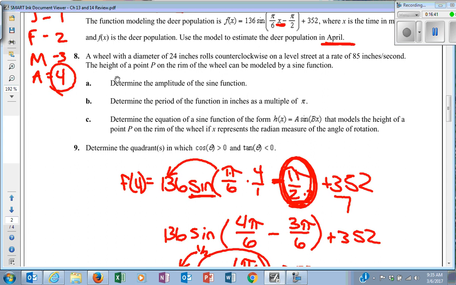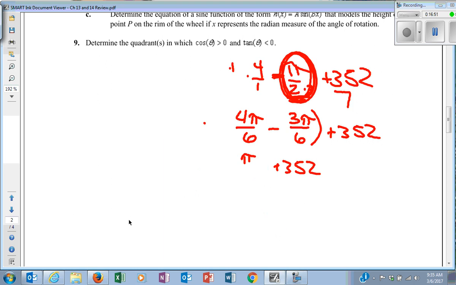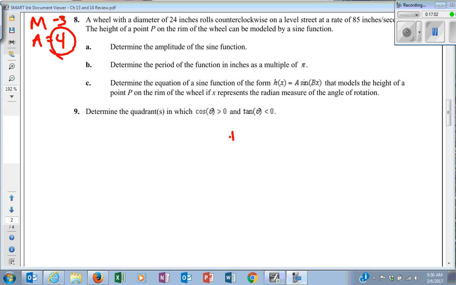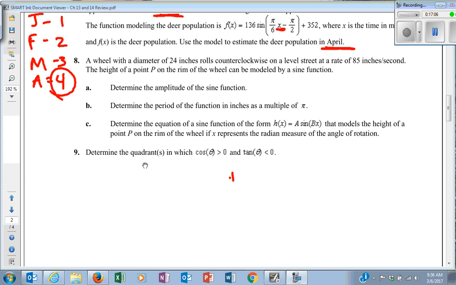Alright, so this is the last question we have to go over, and it's very similar to a question that we've already done, the wheel question that we did in class. Oh, I'm sorry, we have two questions. Alright, so what happens is, let's write this out.